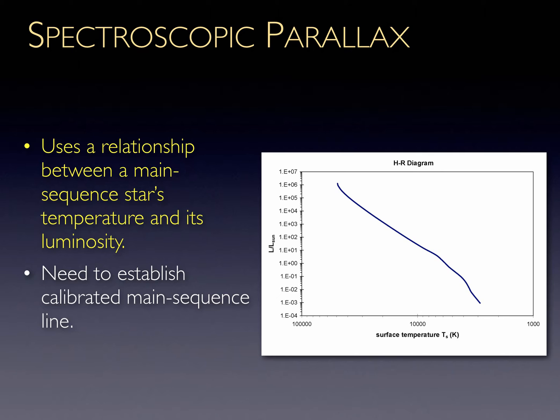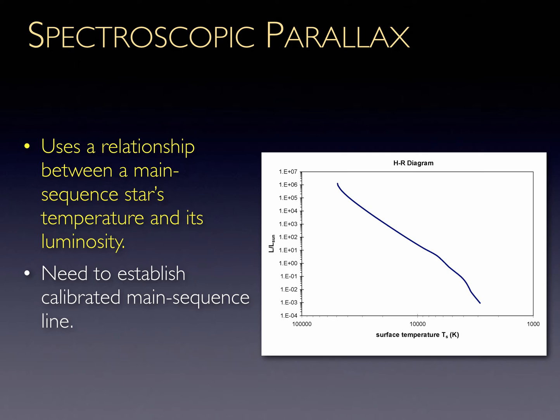Recall that if one has a way to determine the absolute magnitude of an object, i.e. its luminosity, and one has measured the apparent magnitude, i.e. the flux, then one can use these two quantities to calculate the object's radial distance.